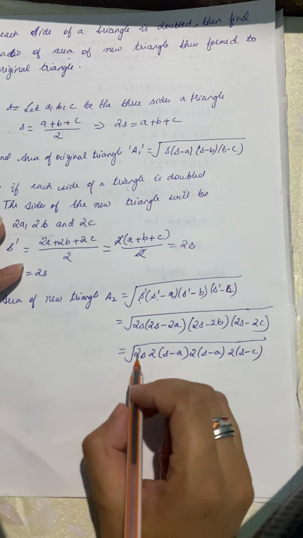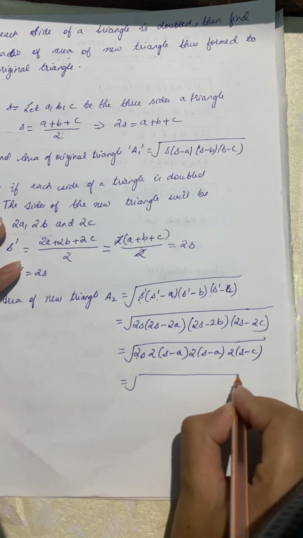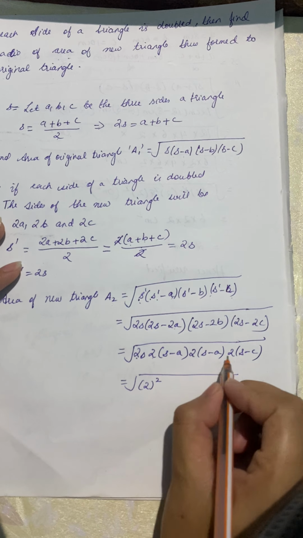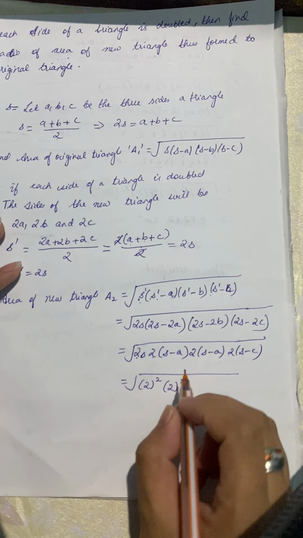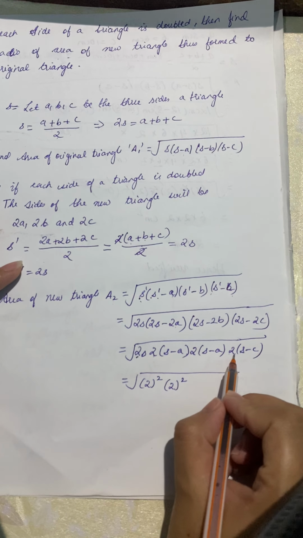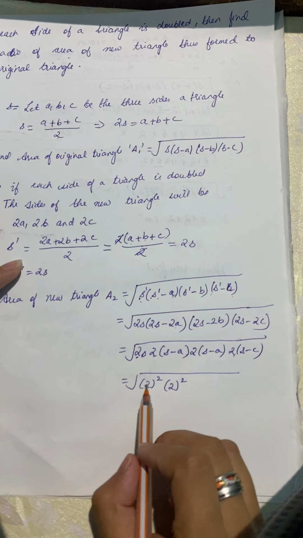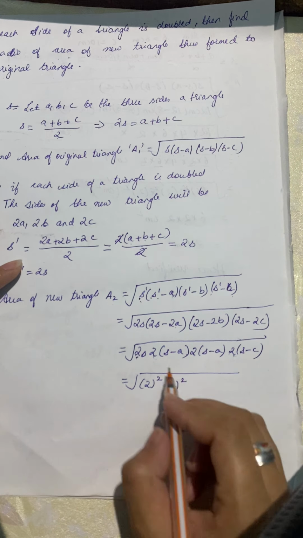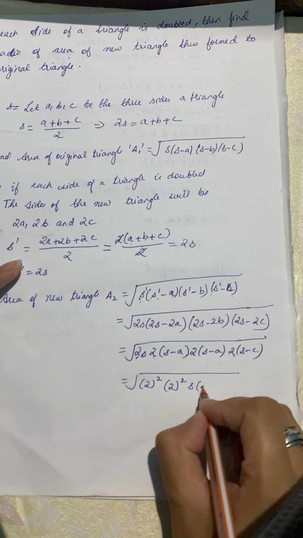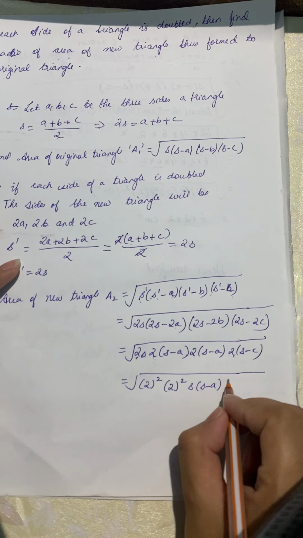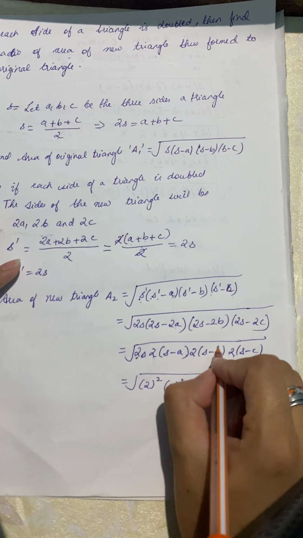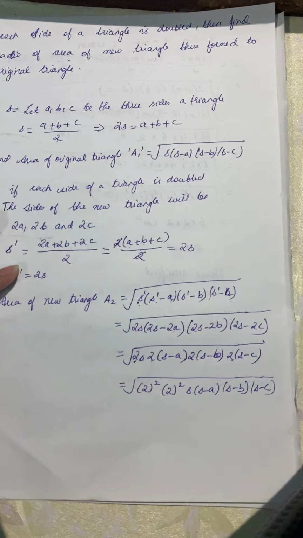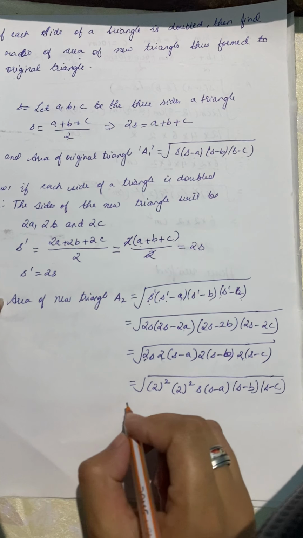Right? Now you look at this. You pair them up. 2 into 2. Can I take it as 2 square? Now even this, 2 into 2. Can I take it as 2 square? Play with this. 1, 2, 3, 4. So you look at this pair, 2 into 2, so 2 square, 2 into 2, so 2 square. Now what am I left with? I'm left with s of s minus a, sorry, this is s minus b, and then s minus c. Clear with this part?